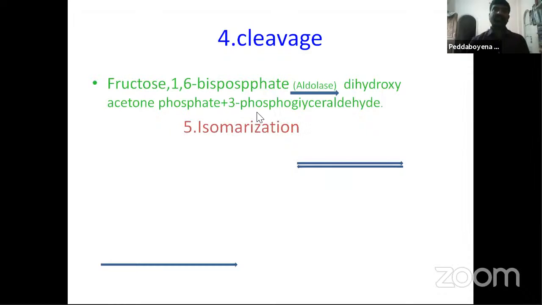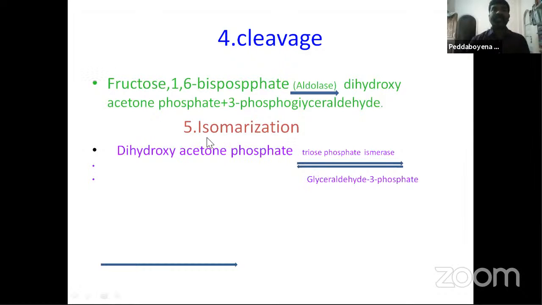Next one is isomerization. Here dihydroxyacetone phosphate, DHAP, is converted into glyceraldehyde 3 phosphate in the presence of triose phosphate isomerase. Already one glyceraldehyde 3-phosphate is also there. So the dihydroxyacetone phosphate is also converted into glyceraldehyde 3-phosphate. So here two molecules of glyceraldehyde 3-phosphate are formed.